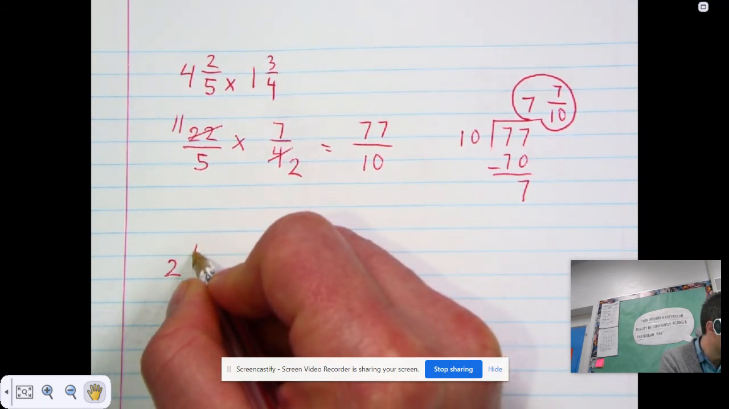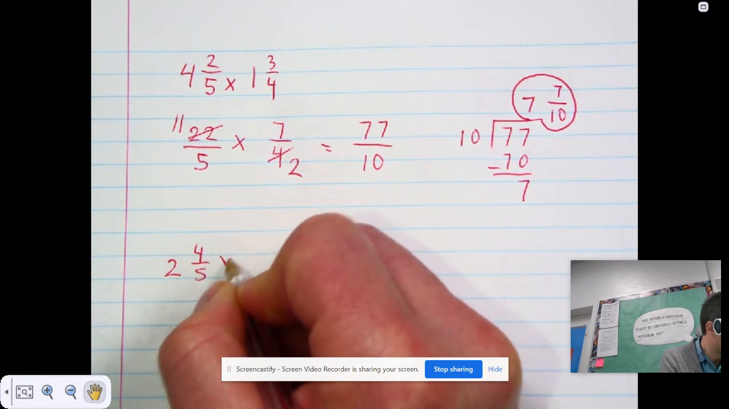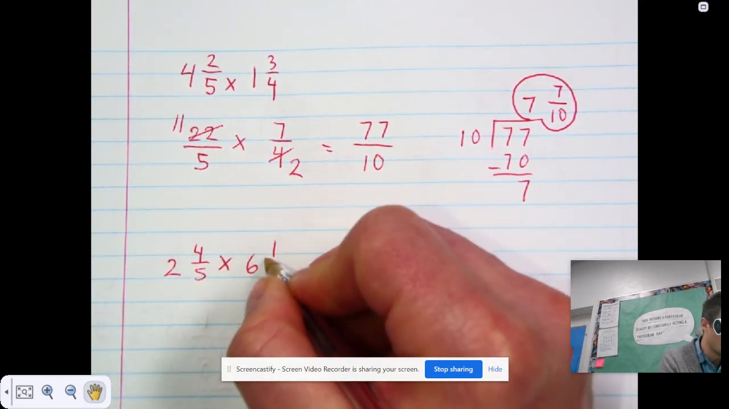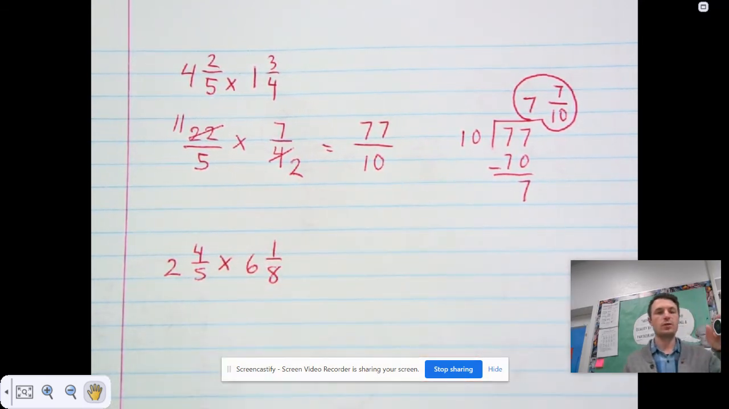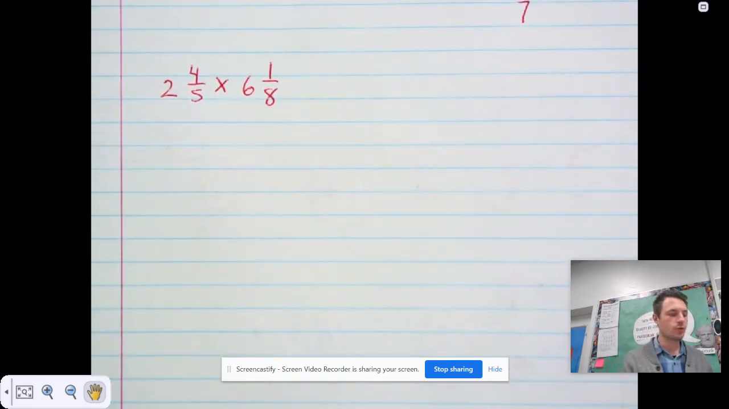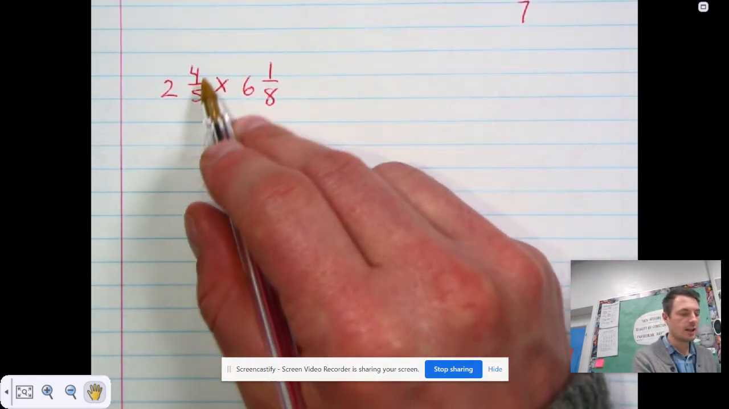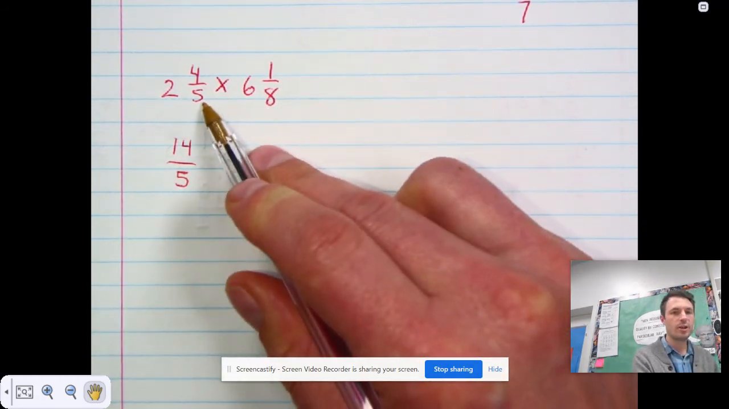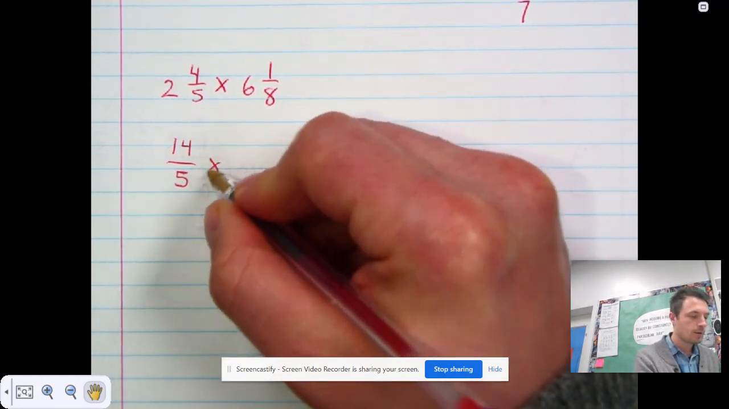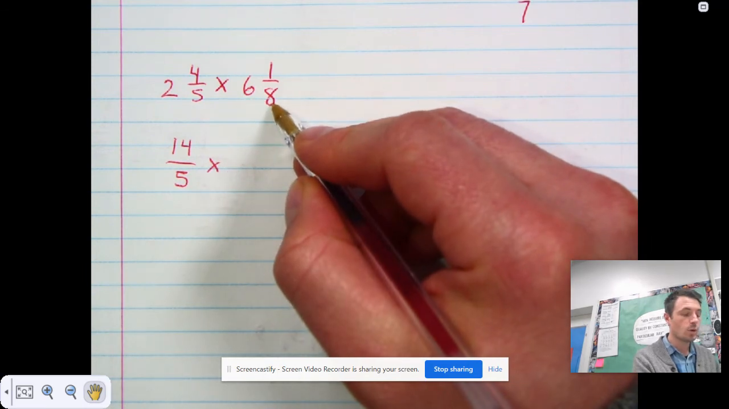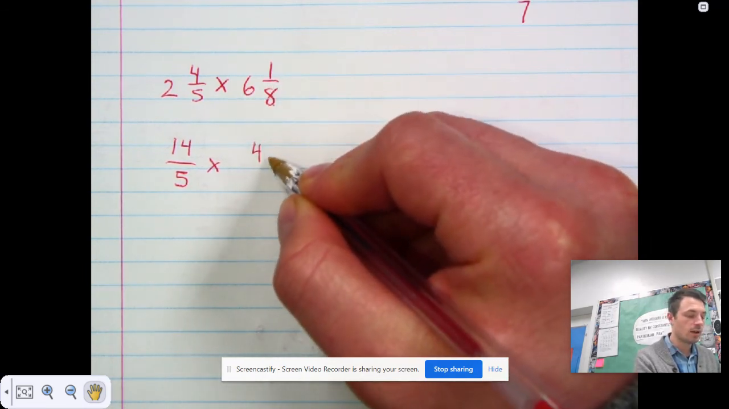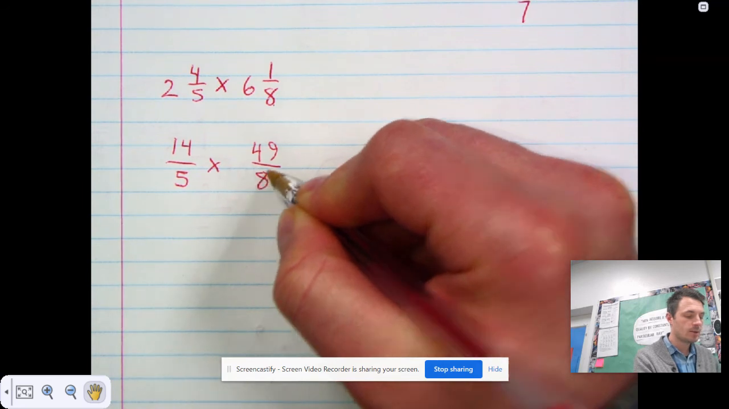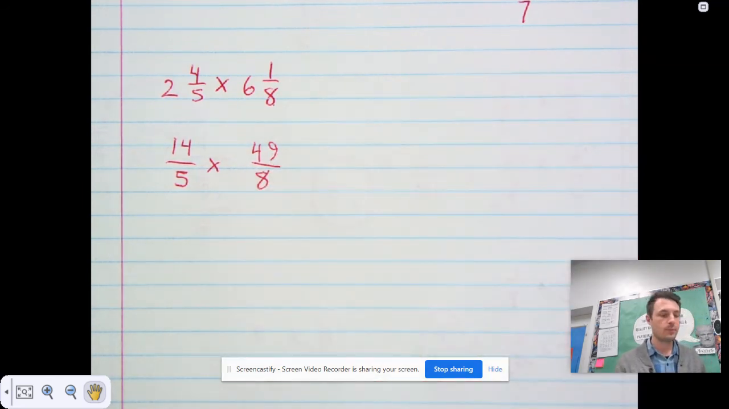2 and 4/5 times 6 and 1/8. We have to change these mixed numbers into improper fractions. 2 times 5 is 10, plus 4 is 14. 14/5 because the denominator 5 stays the same. 6 times 8 is 48, plus 1 is 49. 49/8 because the denominator stays the same.